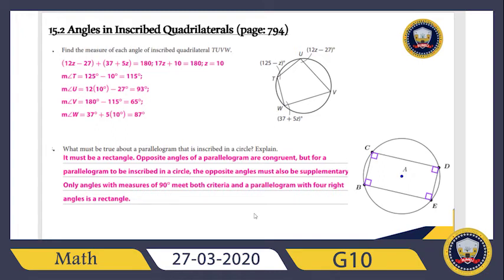What do you think about this? Yes, it can be a square. Why? Because a square is a type of rectangle. So in some cases, yes, my parallelogram can be a square. Alright?